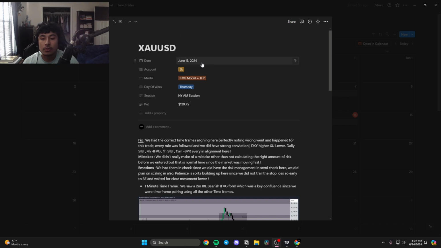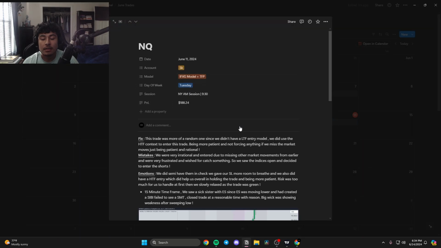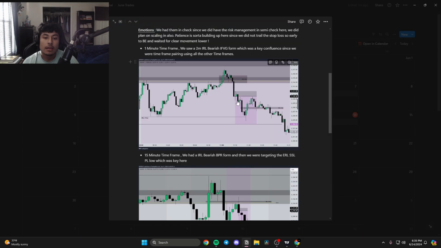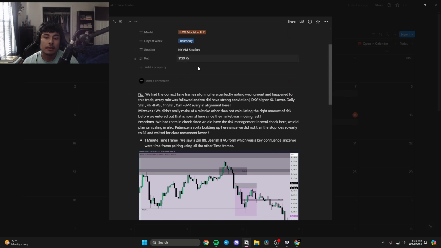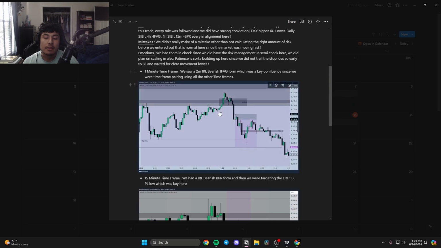And then eventually here we took some XAUUSD, basically gold. We took some gold shorts June 13th, basically Thursday, the inversion model plus time frame pairing. It's basically the same thing here. Eventually I didn't really do this one, and then eventually for this one I like this trade right here. Nice clean trade. We had everything in correlation here.